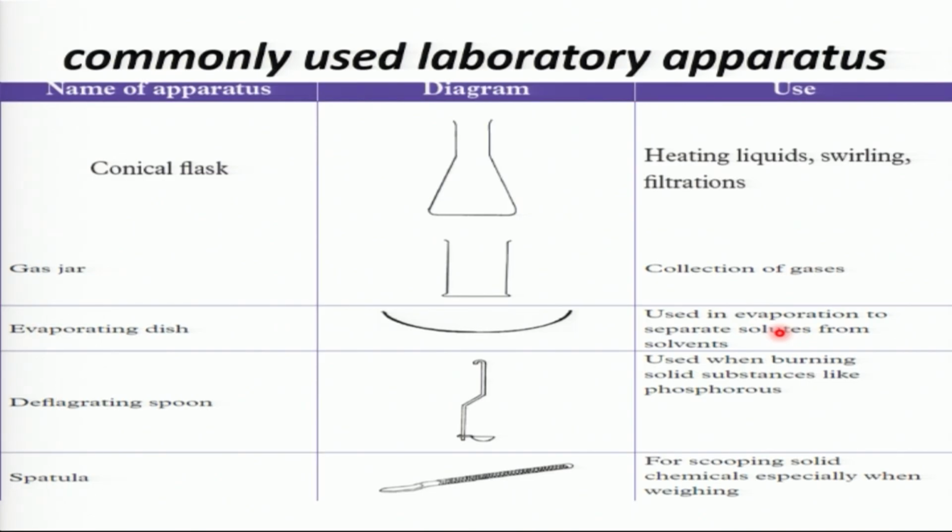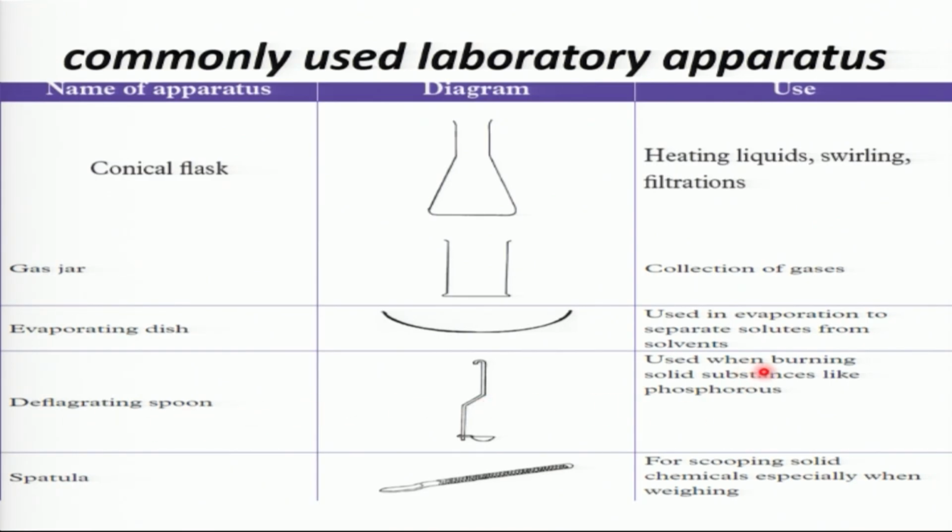But when I want to get back my salt and the liquid, I put it in an evaporating dish, then I heat. When I heat, the water will evaporate and leave the salt on the evaporating dish. So the evaporating dish is used in separation of solutes from their solvents. All right? We have another very important apparatus here, we call it a deflagrating spoon.